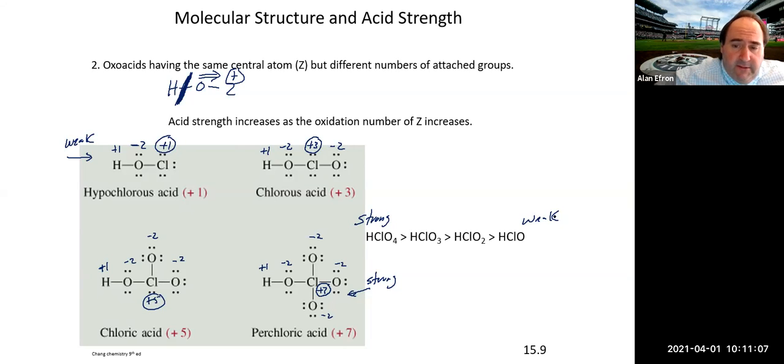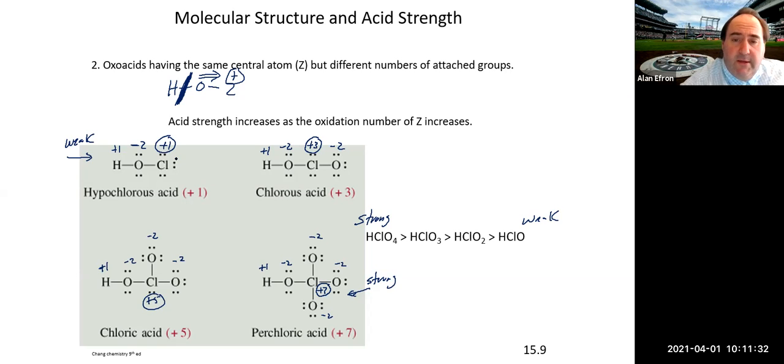Again, a very simple concept: electrons are negative, and the positive center is going to pull those electrons away from that OH bond and ultimately weaken that bond, allowing it to do its thing as an acid and donate the hydrogen or get rid of it. Any questions on that?